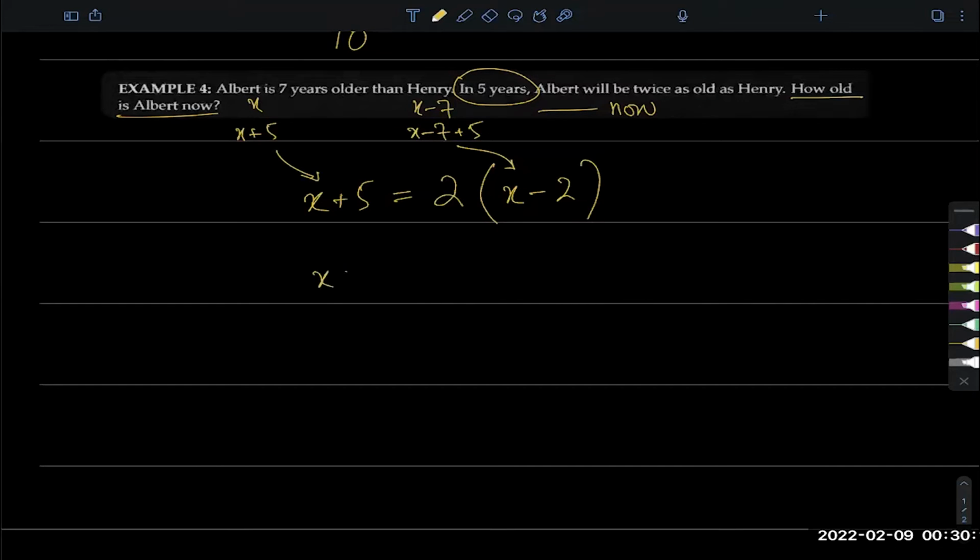Okay? So there you go. X plus 5 is 2x minus 4, so 9 equals X. It is just X. So Albert is 9 years old now.